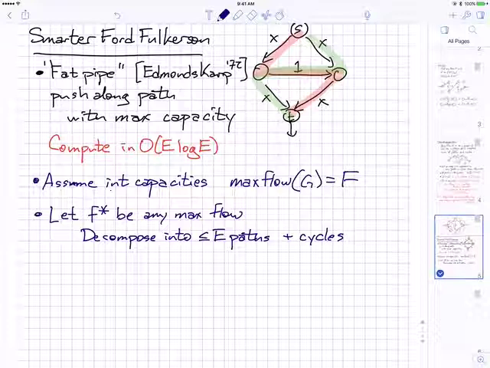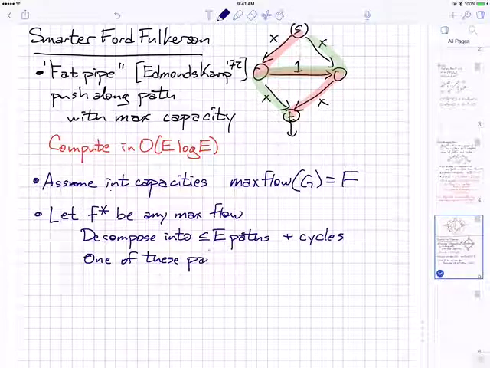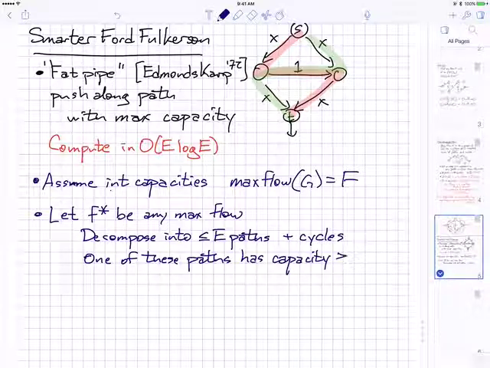Right? If I've got 10 people and together they have at least $1 million, I know somebody's got at least $100,000. This is Markov's inequality, if you want to think of it that way, or it's the pigeonhole principle, if you want to think of it that way, or it's just averaging, if you want to think of it that way. So one of these paths has capacity at least F over E.